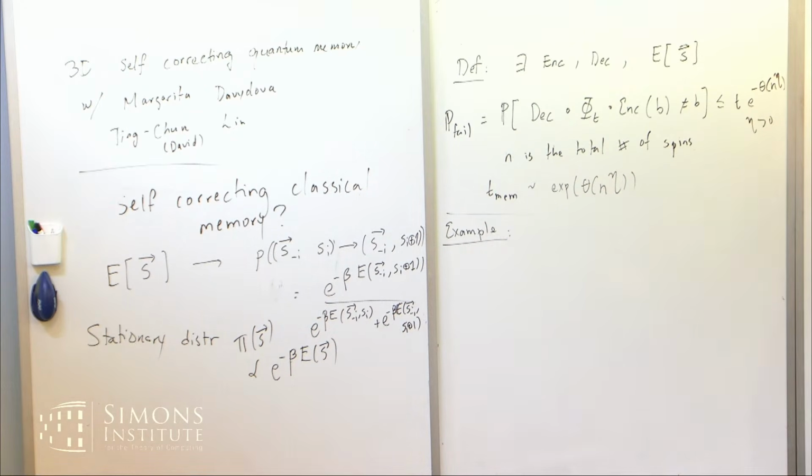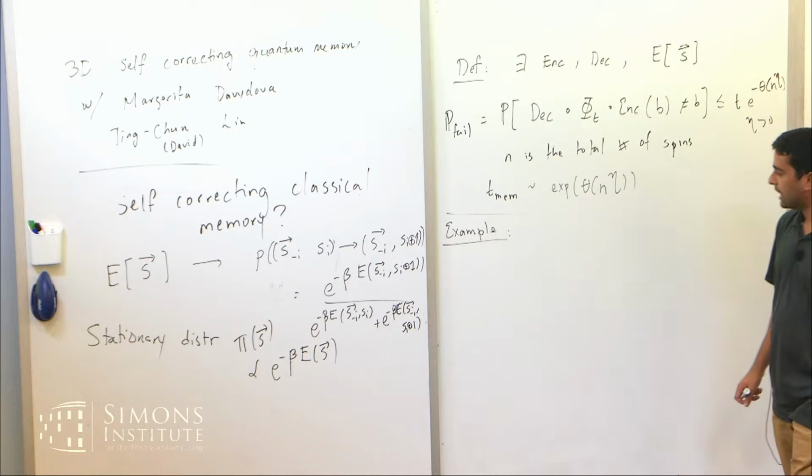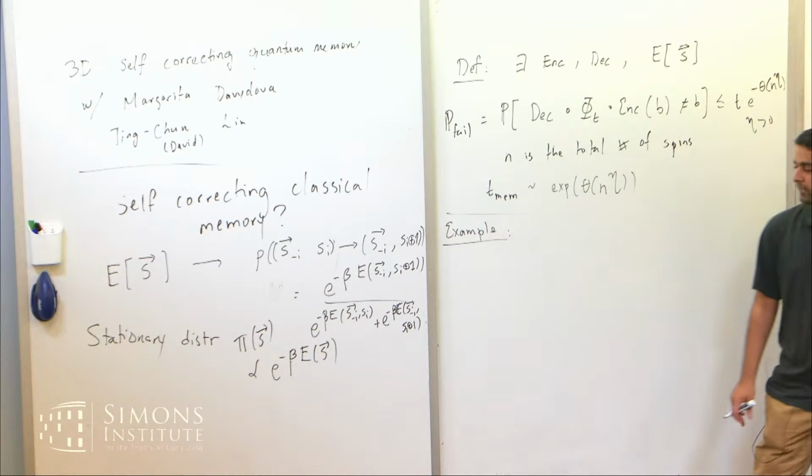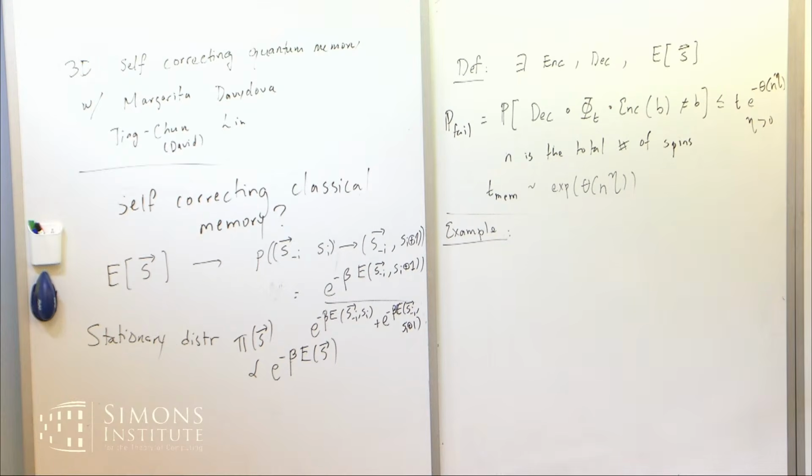But do you require everything to be translation invariant or not? Not necessarily, yeah. So a lot of the examples that people have are translation invariant, but you don't need to.